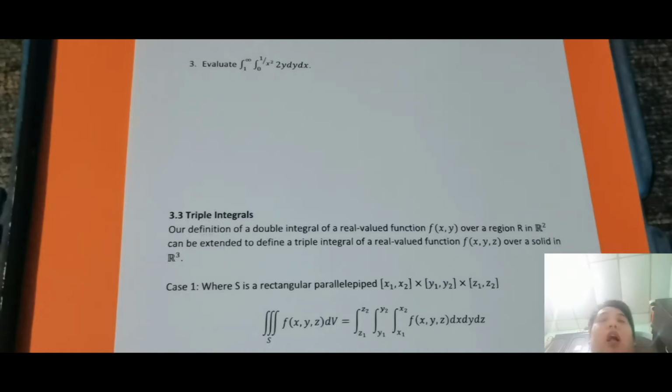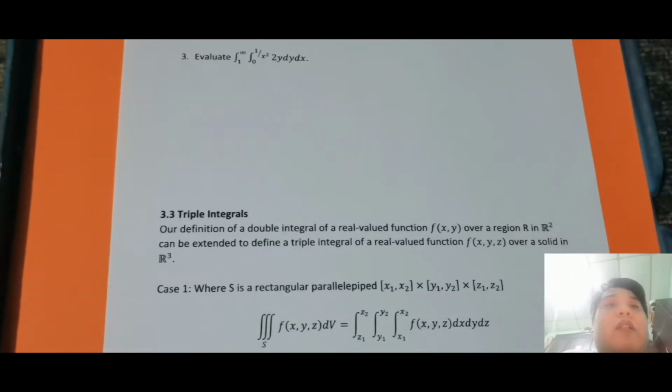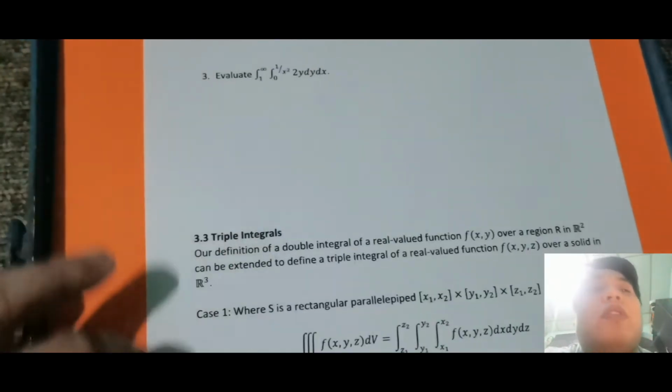How do we solve or evaluate a double integral? Over the curve. Since the curve is given here, we have the region. So the double integral is the integral from 1 up to infinity, integral from 0 up to 1 over x squared of 2y dy dx. Let me zoom in a bit. Okay, let's try to solve that again.